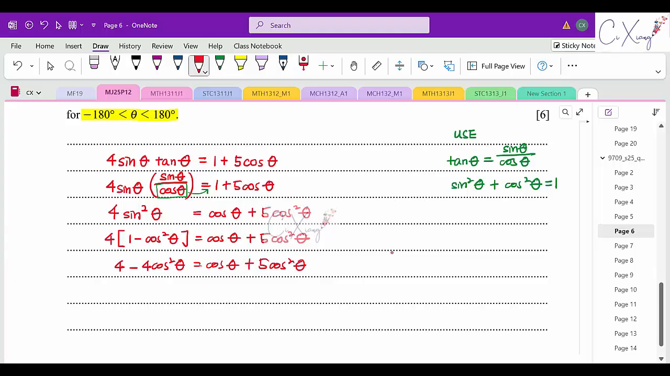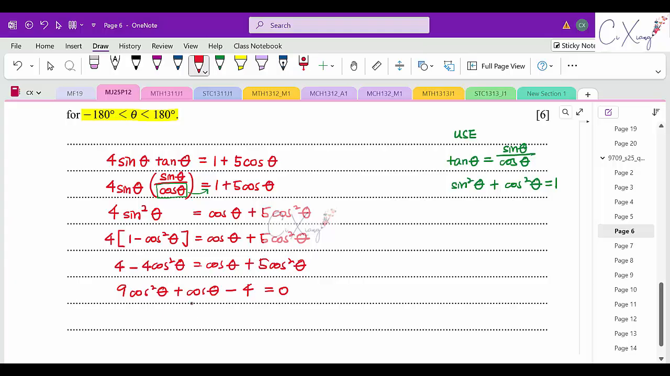What I have here is 9 cos square theta plus cos theta minus 4 equals to 0. So we successfully changed the whole equation to become only one type of trigo function, which is the cos. And if you have a look at the equation here, it is basically a quadratic equation in terms of cos. How can we solve the quadratic equation?